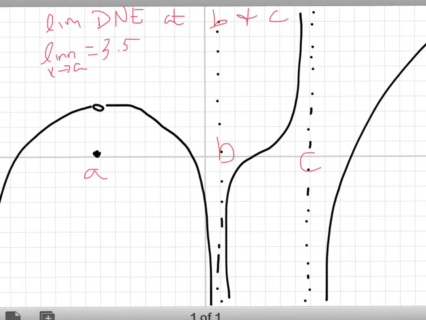But what we've got to be careful of is that even though the limit exists for a, f of a is that point right there at 0. So sometimes you could have a limit that is different from the actual point. So you've got to be careful with that.